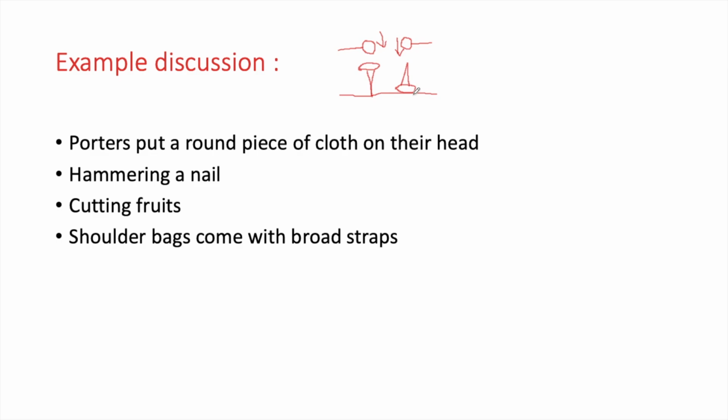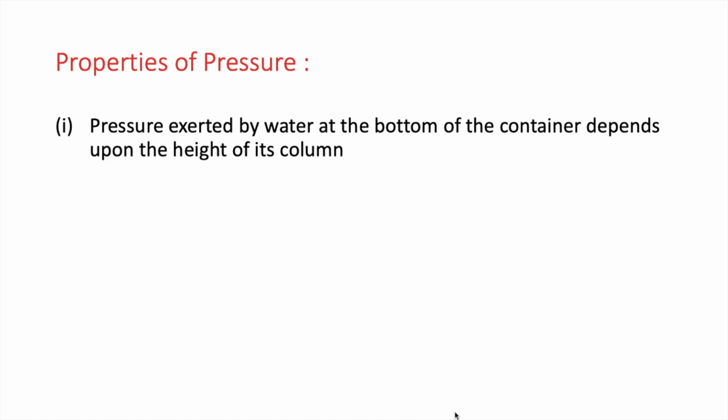Next, we will discuss a few properties of pressure. First is, pressure exerted by water at the bottom of the container depends upon the height of its column. To understand this in a better way, we will see a demonstration here. In the water bulging activity, what we do here is take a cylinder open from both ends. We seal one end with a balloon and secure it with a rubber band. Now what we will do is fill the water in the tube from the other end while holding it vertical. The balloon will bulge out due to the pressure of water.